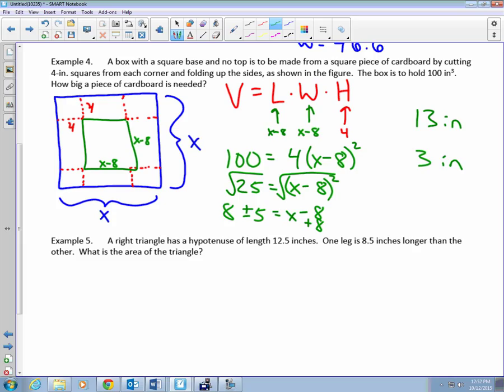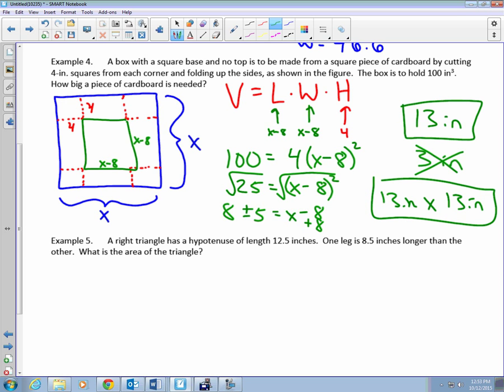Why? Yeah, 3 represents the original length and width. And if you took 4 off of each side from 3, that would leave you with a grand total of -5 left. Right? Okay. So how big of a piece of cardboard? 13 inches by 13 inches. Sure, there you go. Okay, great. Get it? See that? Yeah.